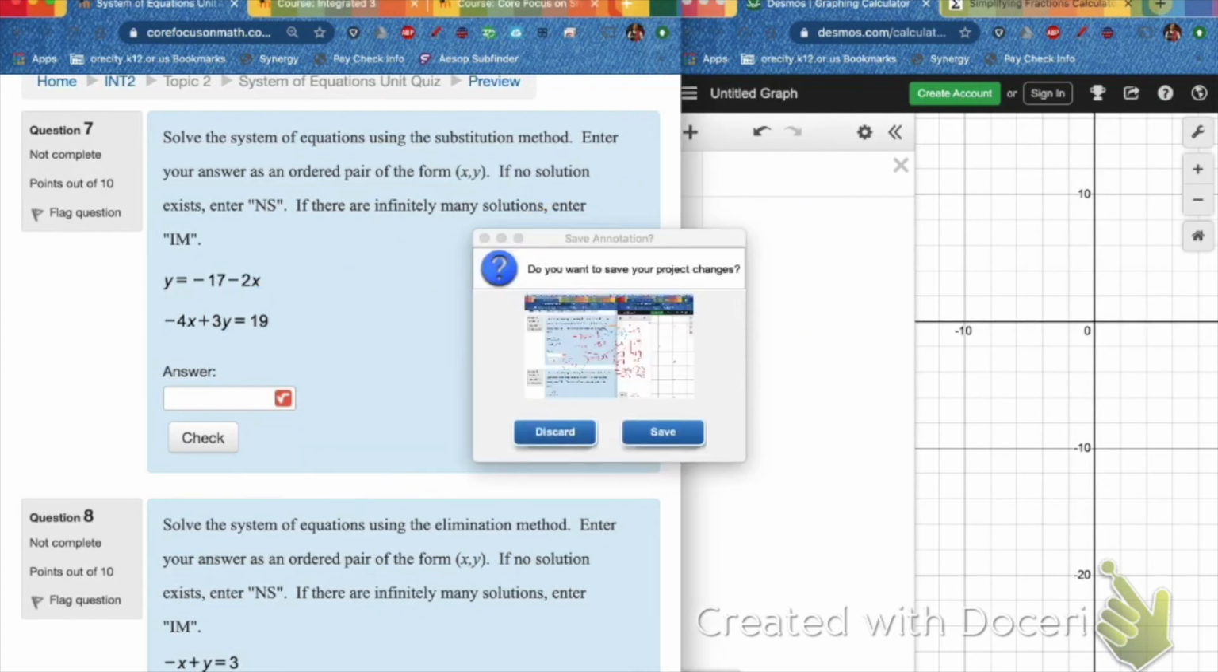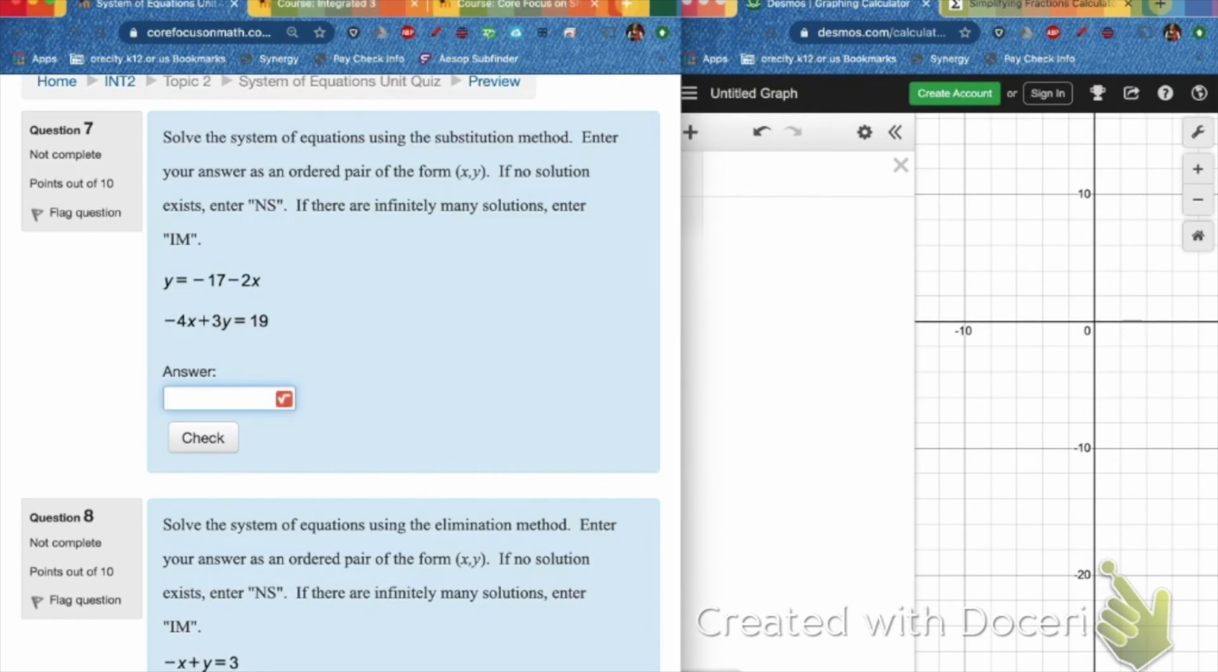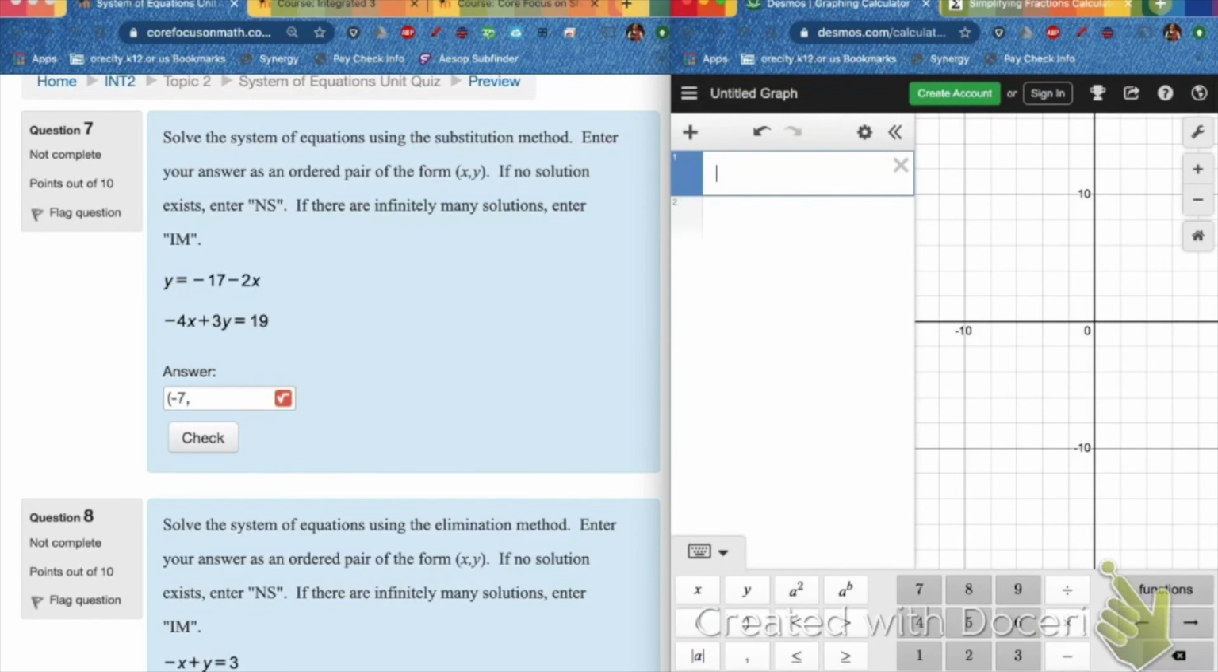So I know that I've got x is negative 7, comma. So then check it out. I can just type in, since y equals negative 17 minus 2x, I can just write negative 17 minus 2 and then plug in x for x. And it just spits out that y is negative 3.